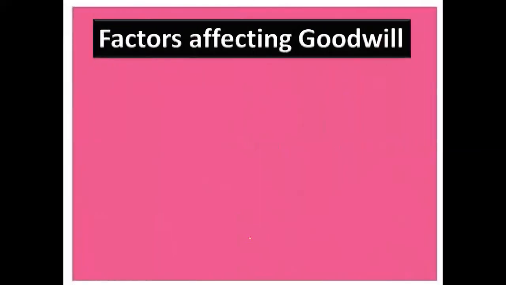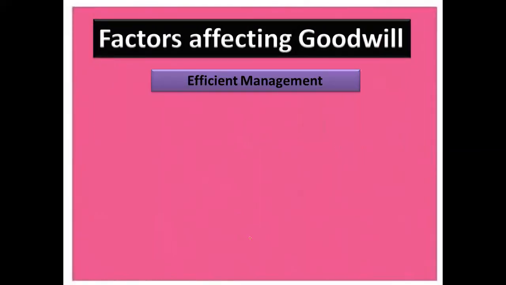Let's check out the factors affecting the goodwill of any business. First of all, efficient management. Efficient management is that management which is able to achieve the organizational objective with minimum wastage of resources, or with the optimum use of resources. All those organizations whose management is quite efficient enjoy a better reputation than the organization whose management is not up to the mark.